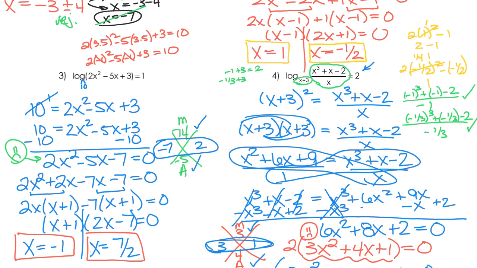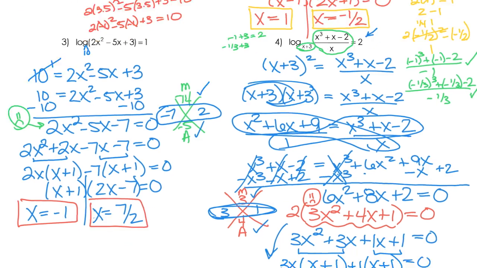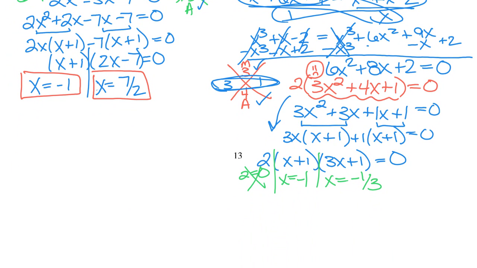Okay. And so both answers going back down can stay. Neither one is going to get rejected. Neither one makes the base position negative or 0, nor the number position negative or 0. Okay. So both answers would work out in the original equation.